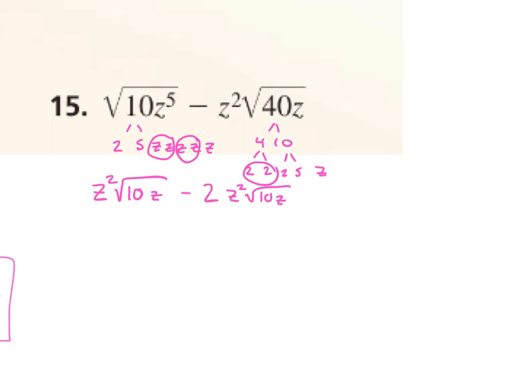So here we see we have our chickens and our chickens. So 1 chicken minus 2 chickens would give us -1 chicken. So we could put -1. You don't have to write the -1 there. So this would be negative z squared square root 10z.